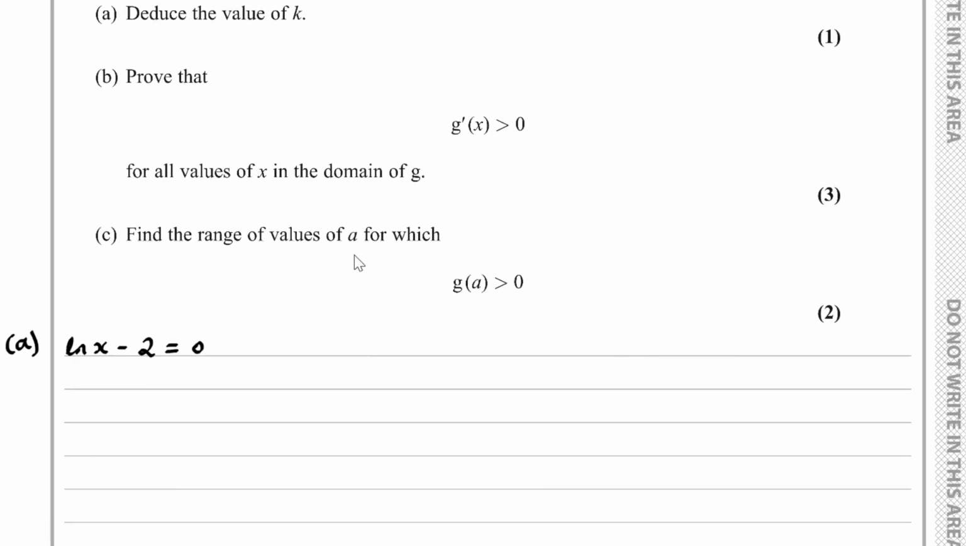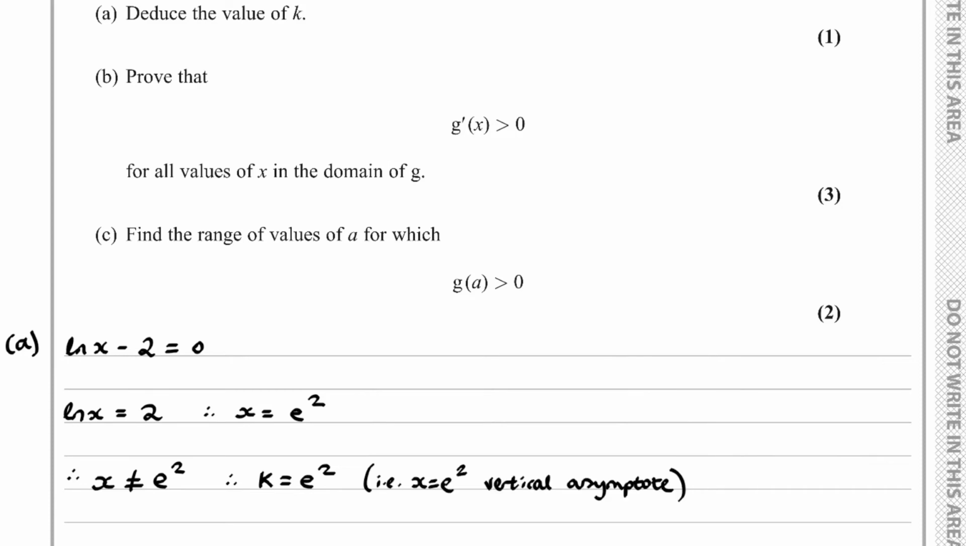So if we solve for x, we've got the natural log of x equaling 2, and therefore x is equal to e to the power of 2. And therefore x cannot equal this value, otherwise we'd be dividing by 0. So therefore x cannot equal e to the power of 2. In other words, k is equal to e to the power of 2. So this over here is our vertical asymptote. Let's just write this down. So x equaling e squared is the vertical asymptote.